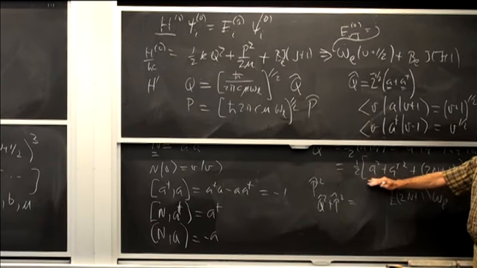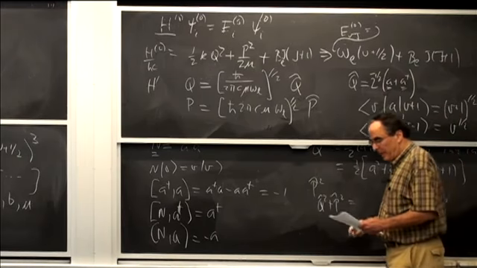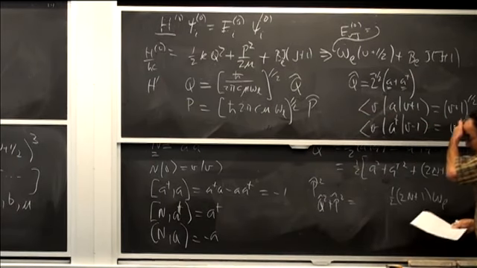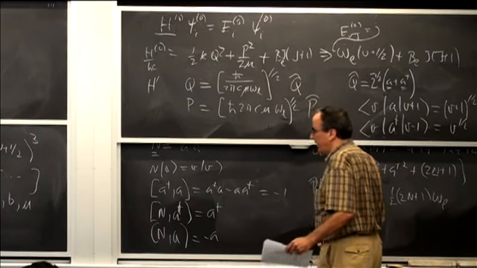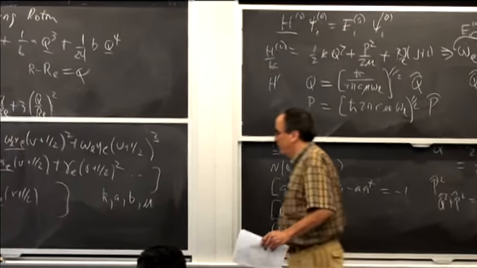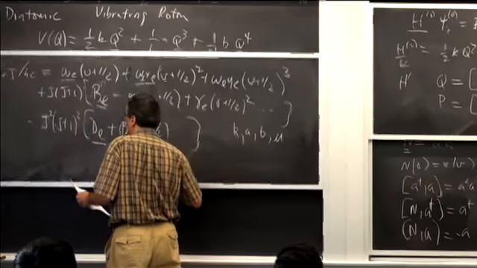You want it to be diagonal because you wanted to have harmonic oscillator eigenfunctions. Okay, so now the next blackboard, I'll do over here.